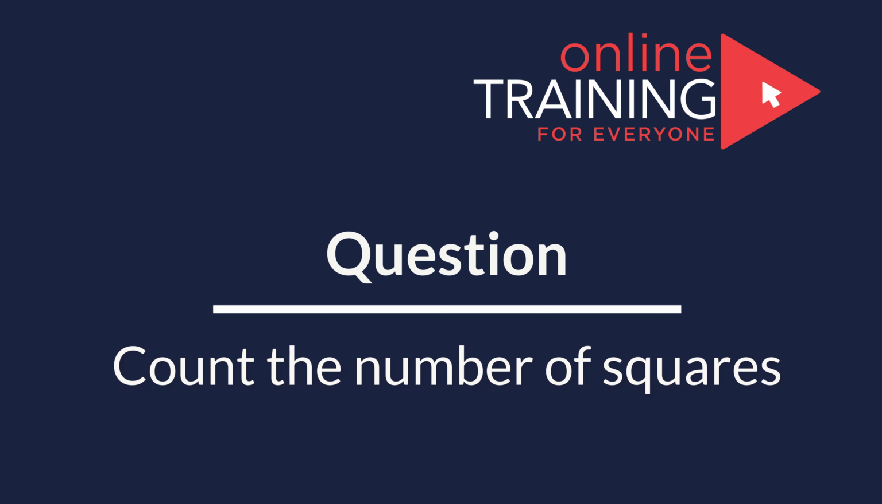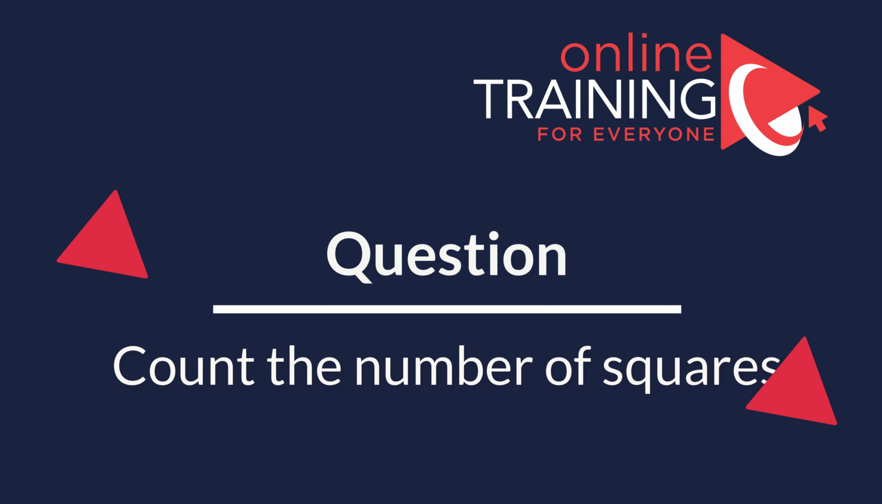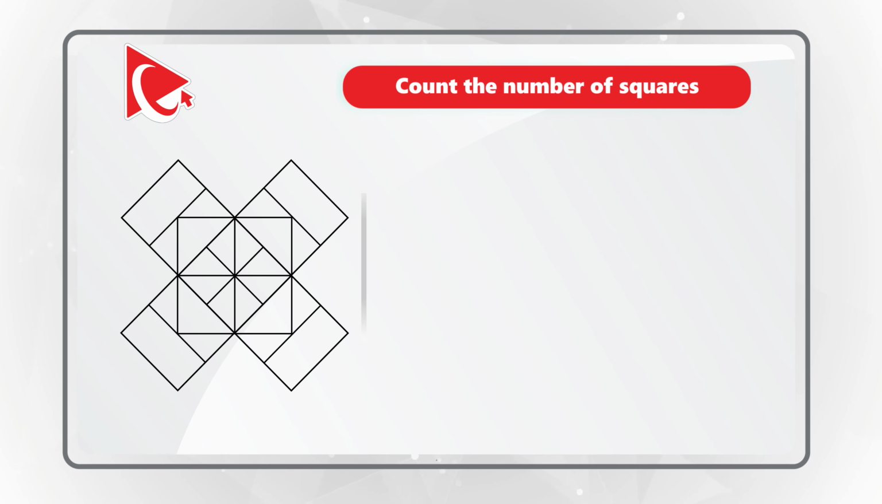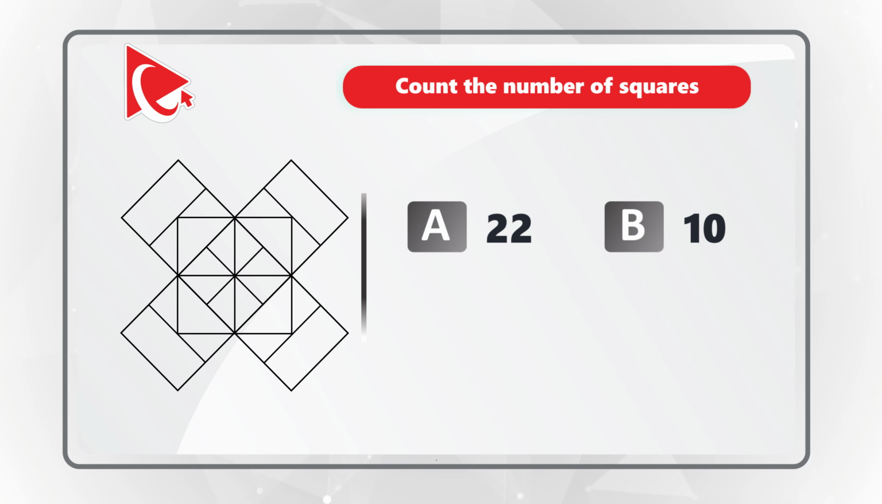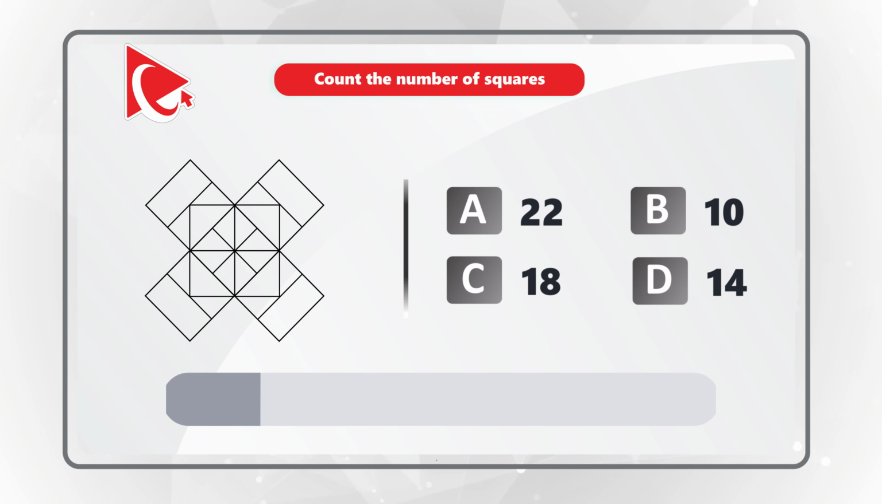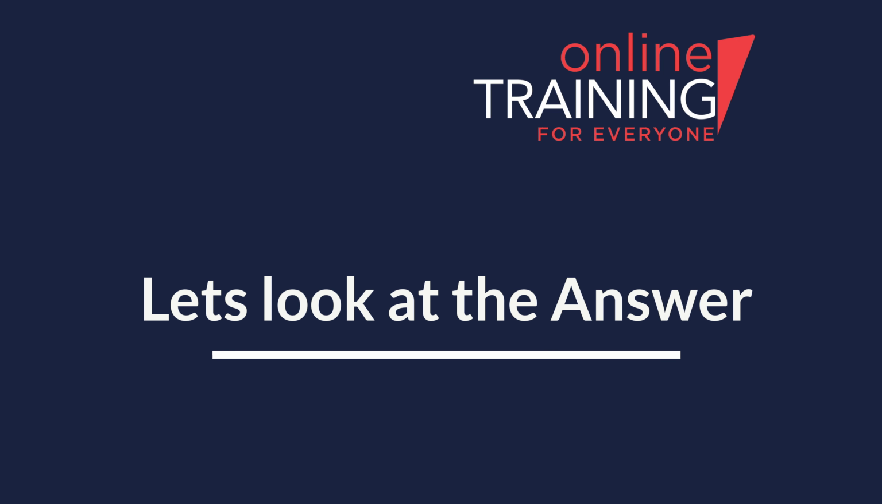Here is an interesting problem where you need to count the number of squares in the presented shape. The correct number is one of 4 different choices. Choice A, 22. Choice B, 10. Choice C, 18. And choice D, 14. Take a close look at the picture to see if you can come up with the right solution. I was really impressed, but there are 18 squares in this picture.